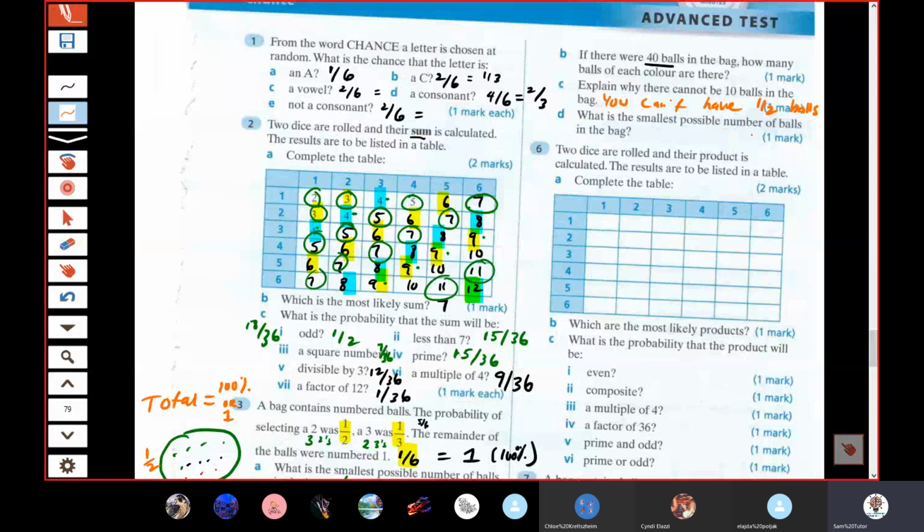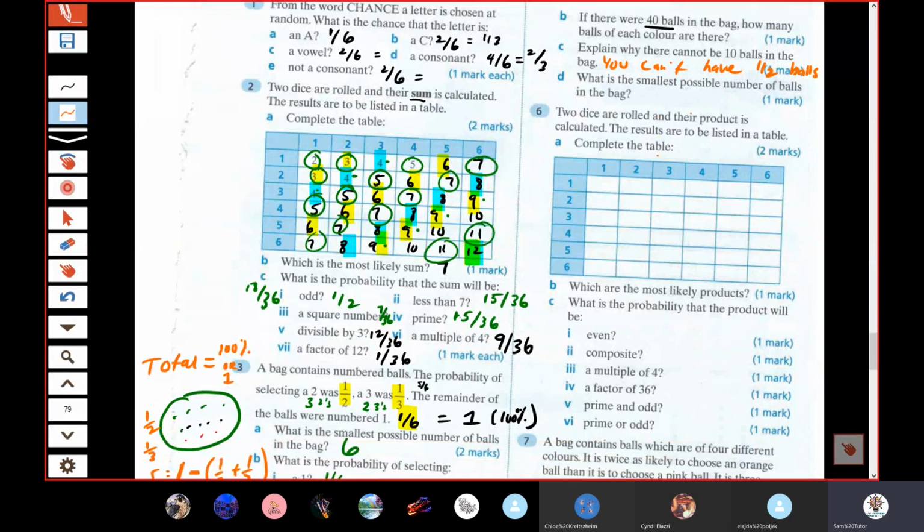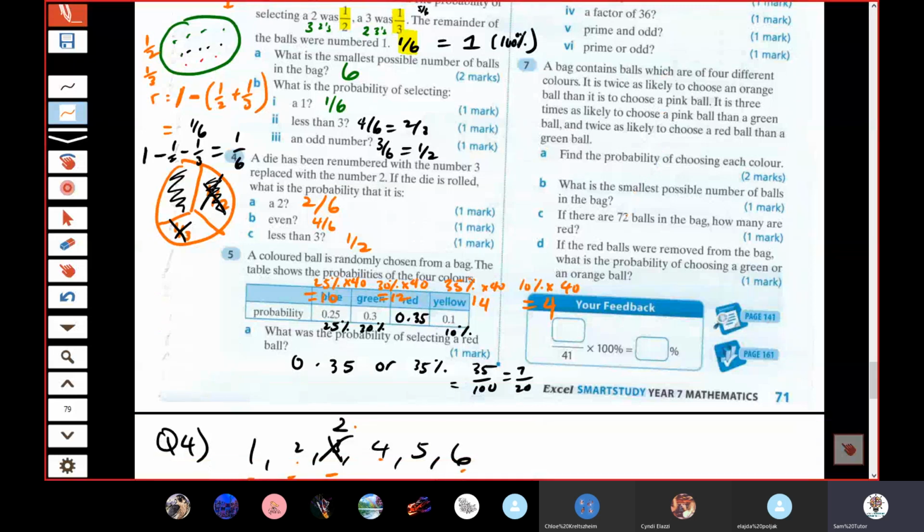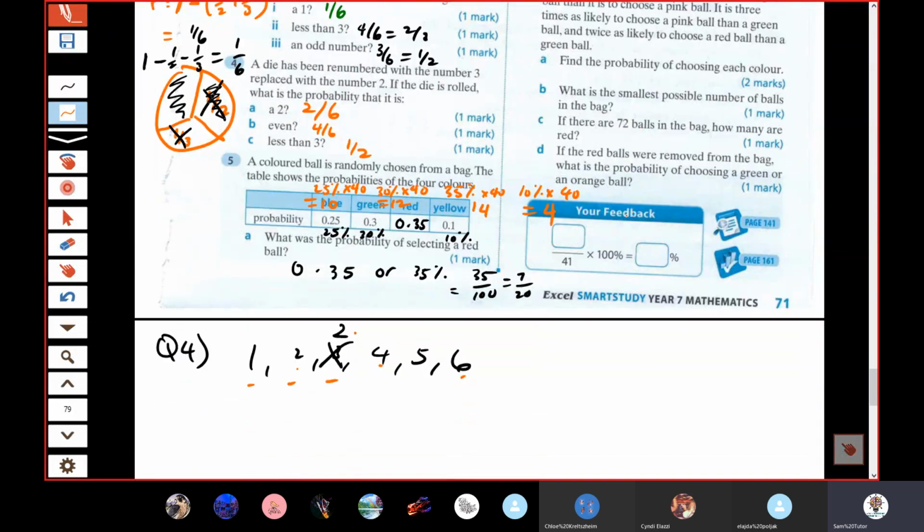What is the smallest possible number of balls in the bag? Okay, again, that question. Oh, I've worked it out here for you guys. So the smallest number, 30%. Can you do 30% of 20? I don't think it should work. 30% of 20. Oh, it does work out. Done. All right. It's already here.